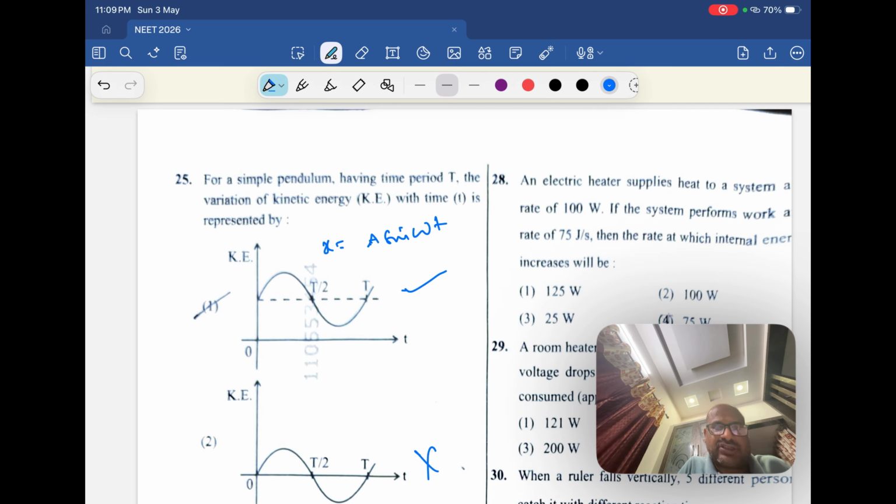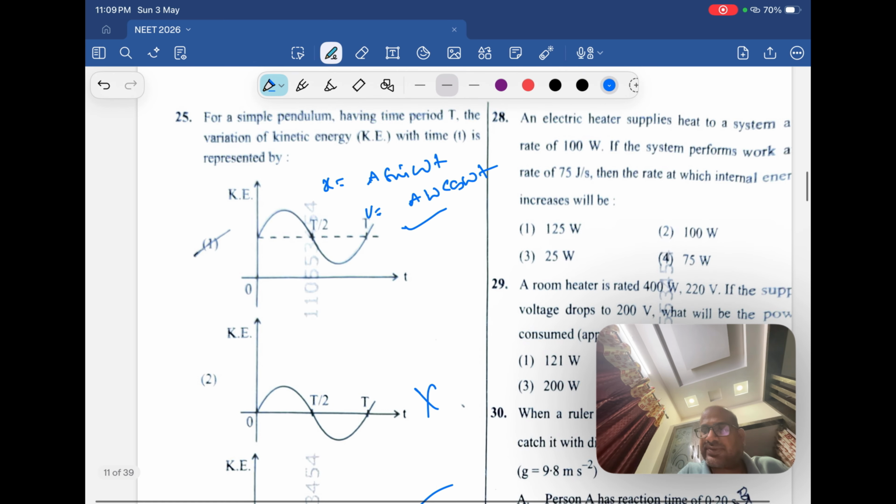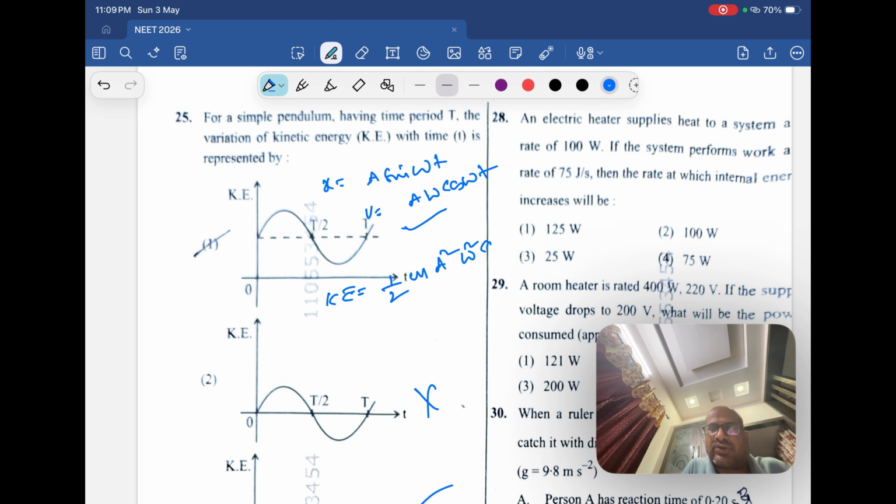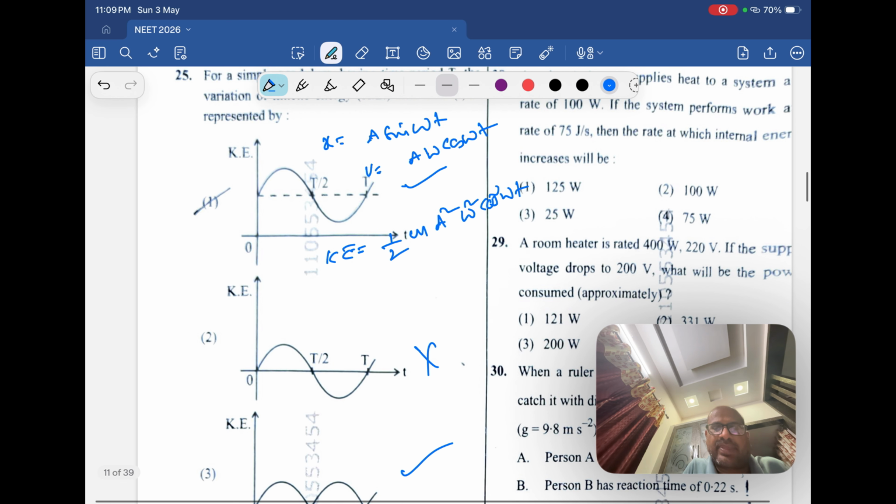Yes or no? Its velocity will be how much? A omega cos omega t, just differentiate it. And when you find kinetic energy, the formula is half m v square. V square means a square omega square cos square omega t. Sometimes if you ask for the average, cos square omega t average is 1 by 2, so it becomes 1 by 4 and all. Okay, so now here we have to find the kinetic energy profile graph, the cos square graph.